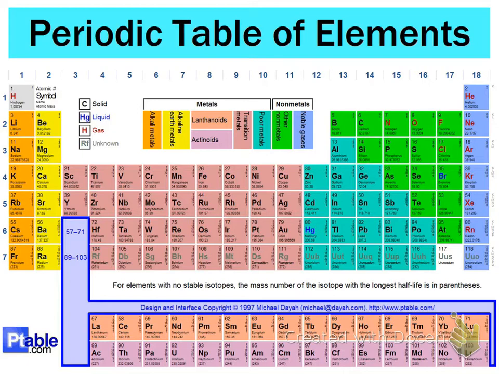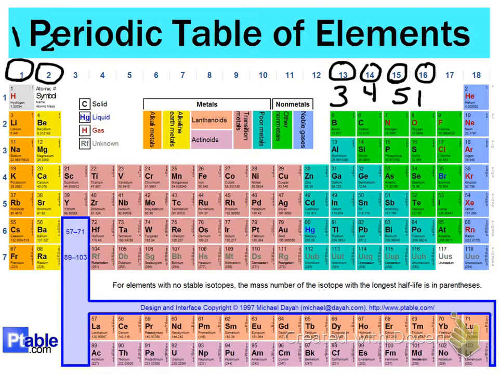Okay, so we know that everything in group 1 has 1 valence electron. Everything in group 2 has 2 valence electrons. Everything in group 13 has 3, 14 has 4, 15 has 5, 16 has 6, 17 has 7, 18 has 8. Okay, so that means that we can draw Lewis dot structures.